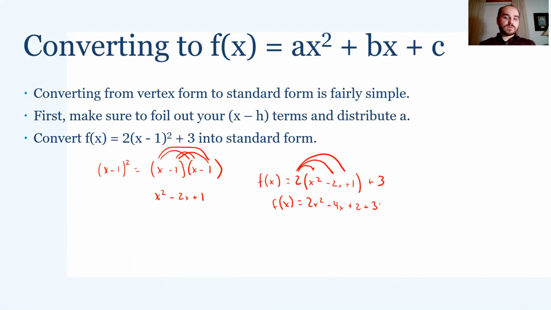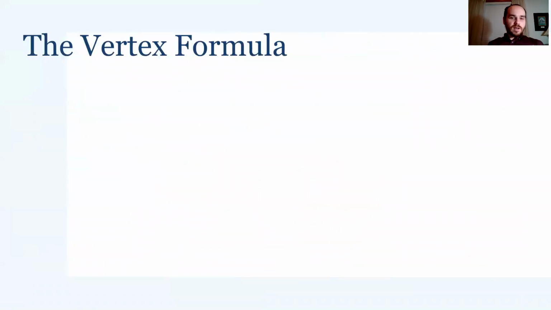We simplify those two terms. We've got a plus 2 and a plus 3. That makes it plus 5. So we get f of x equals 2x squared minus 4x plus 5. And in fact, that is our answer. I wrote it down ahead of time to make sure I get the right one.